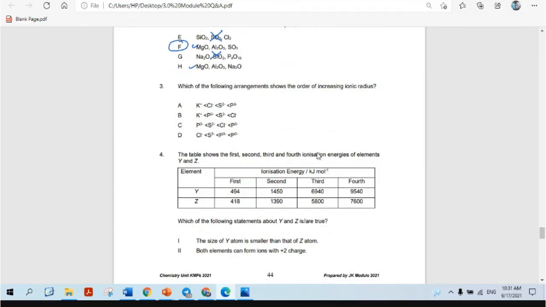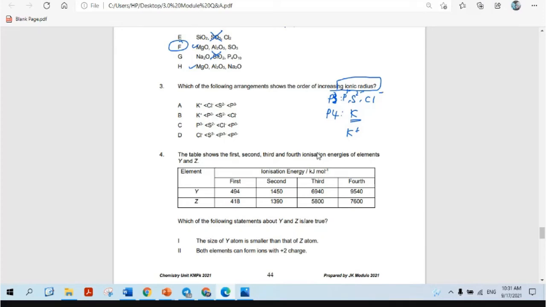Which of the following arrangements shows the order of increasing ionic radius? They are cation and anion. So this is what I said just now. Period 3: phosphorus, sulfur, chlorine. And then come to period 4, which is potassium. Potassium will form the cation, and these will form 3 negative, 2 negative, negative.